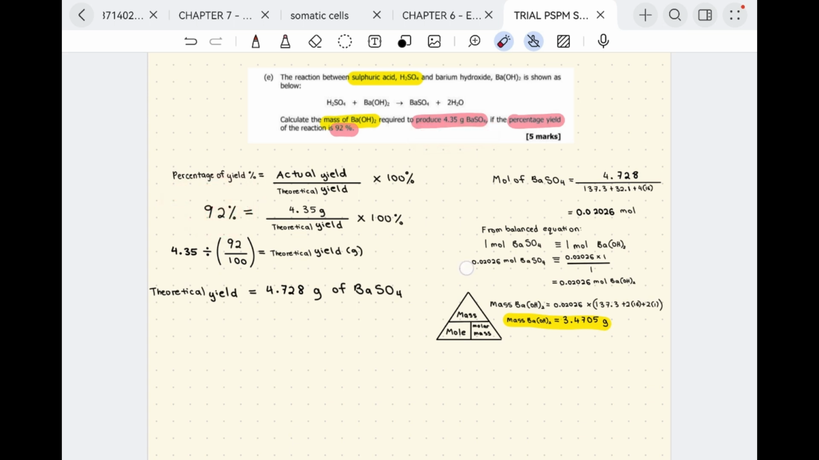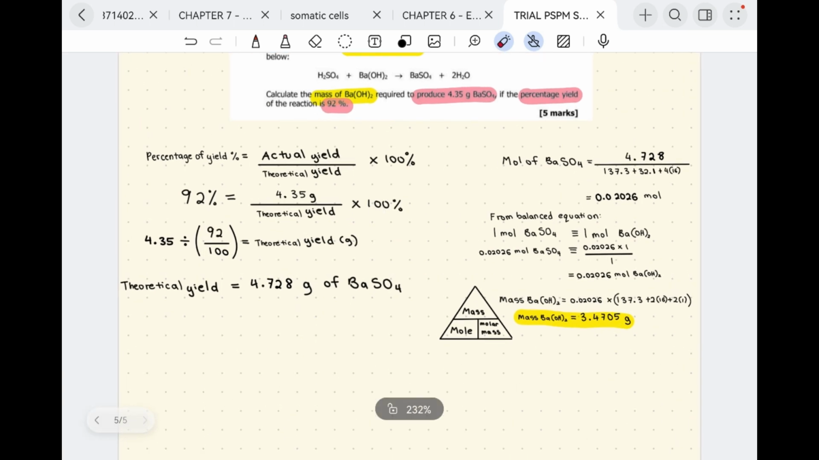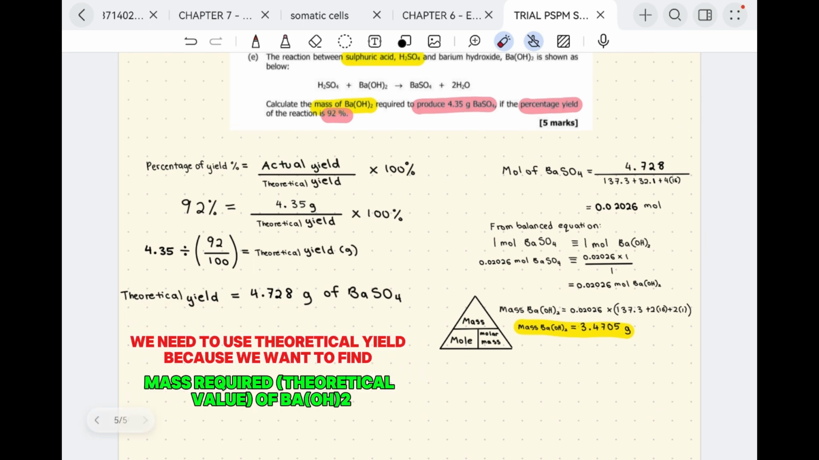After we do the simple math, just move it to the left hand side and we will get the theoretical yield of barium sulfate, which is 4.728 gram. So now we know the theoretical yield of BaSO4, so we can calculate the mole of barium sulfate.